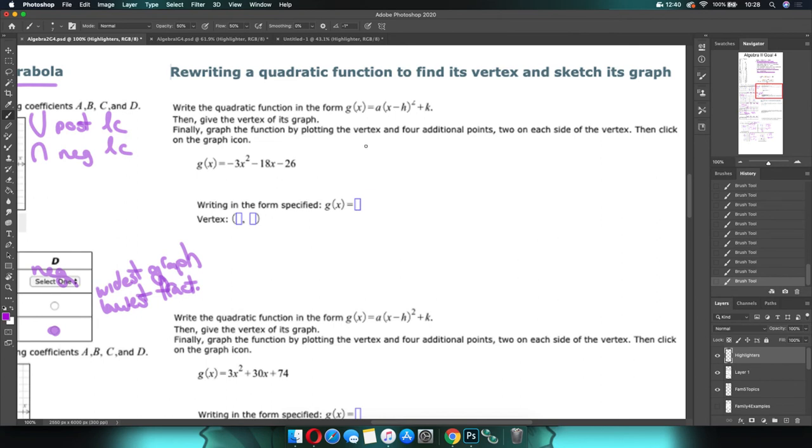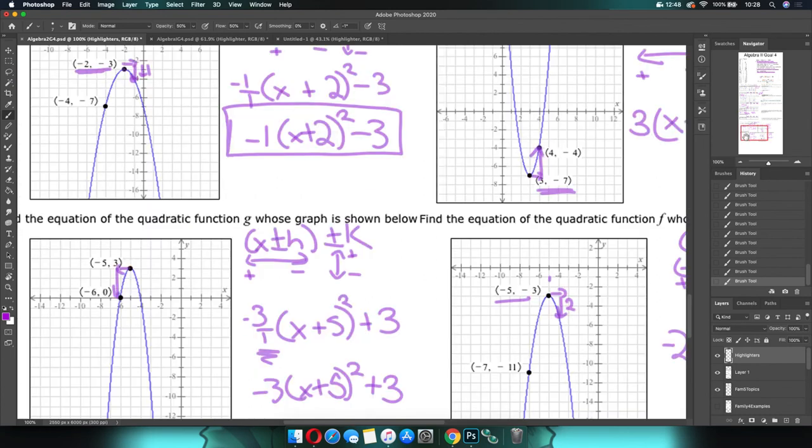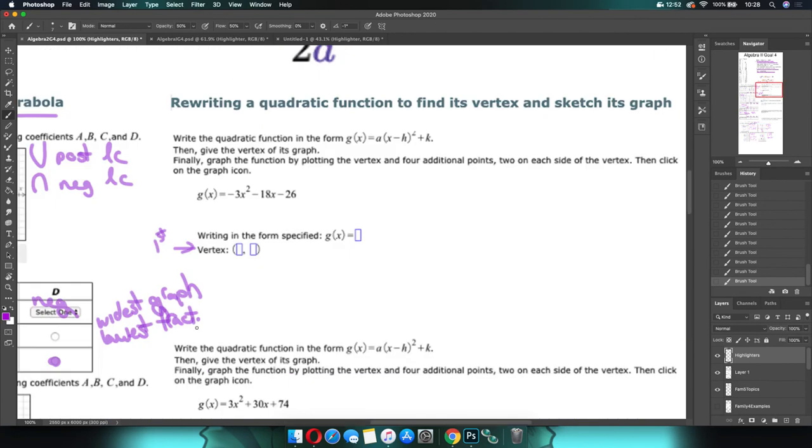So in order to find the vertex, we're actually going to do that first, and then we're going to write it in the form specified, since we now have all of this information pre-existing in our heads. So what do we do? If you don't remember from Friday, this is going to be opposite b over 2a. That's going to get us our x.